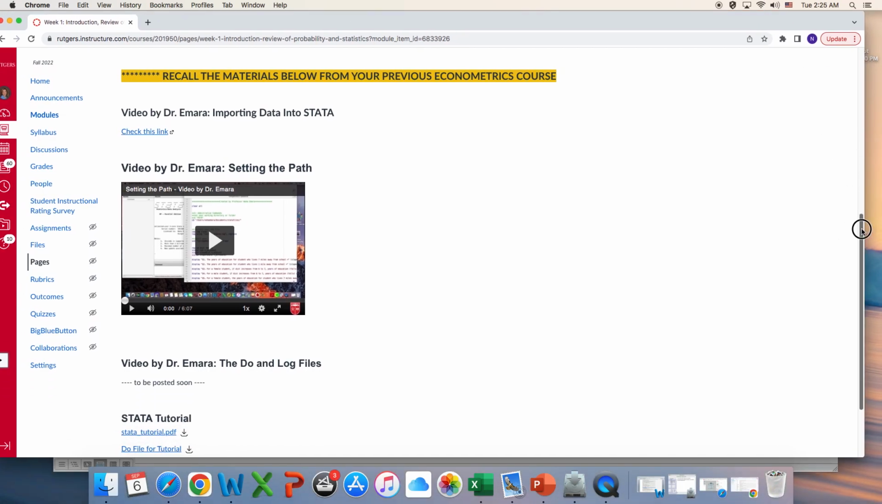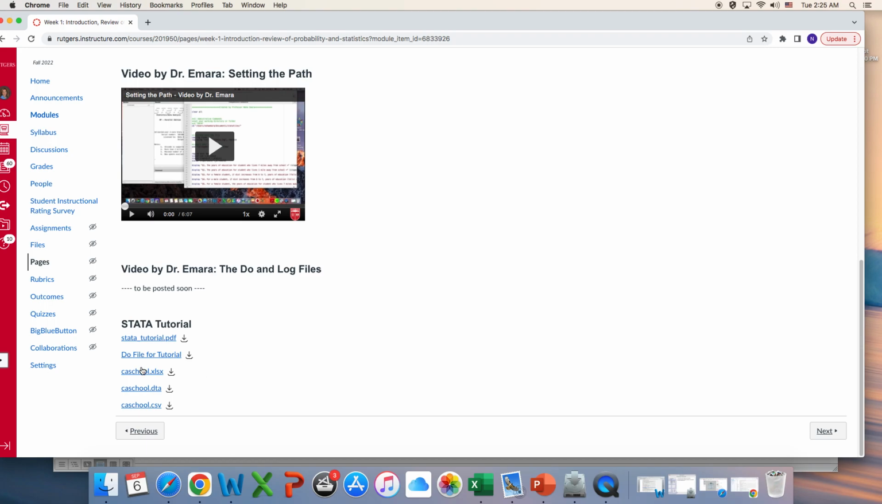And then you have here a Stata tutorial, and the do file created based on this tutorial, and the data set here in different formats: Excel, Stata DTA file, and comma separated value file, CSV. So any of these would work in Stata. So you have different versions. You can play with the data set and make sure that Stata is working for you without any problems before we start the graded homeworks.